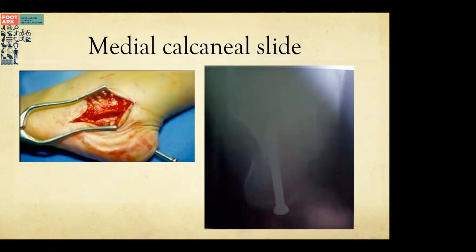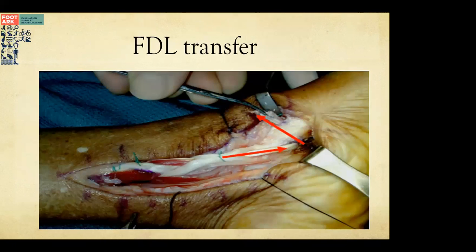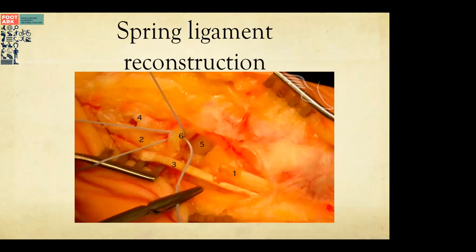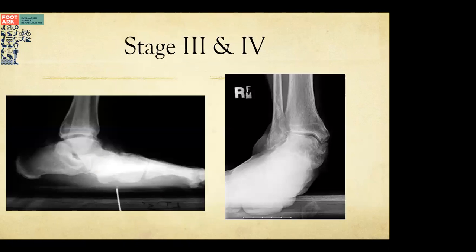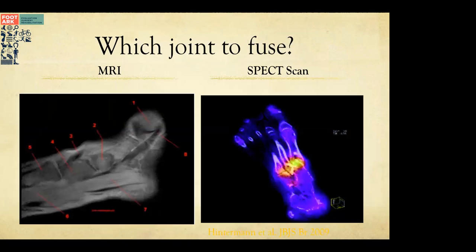So these are some slides for medial calcaneal sliding osteotomy. This is the FDL tendon transfer, where the FDL is transferred onto the tibialis posterior and sewed in to make it act like an inverter. This is the spring ligament, which is repaired nowadays with anchors, suture anchors. These are slides for TMT joint fusion, like for first ray instability. And in stage 3 and 4, where there are such grotesque deformities with arthritis, you end up with fusion.